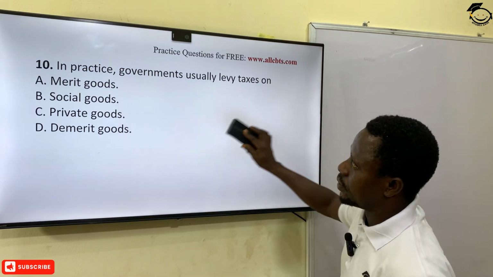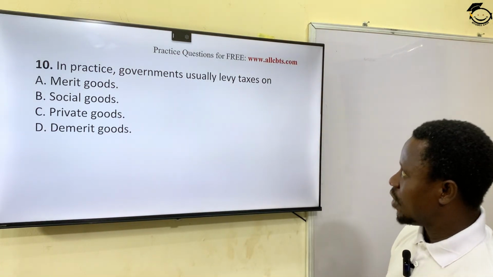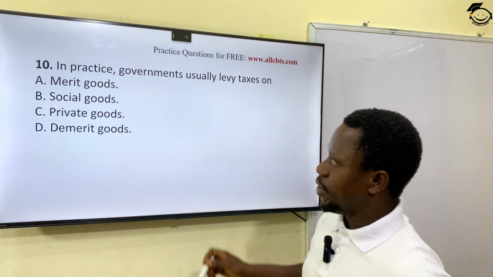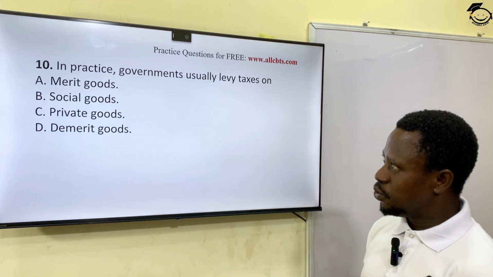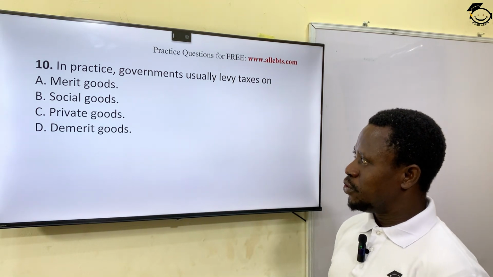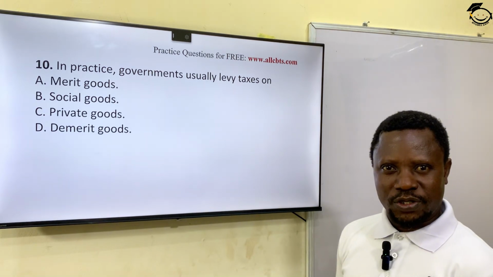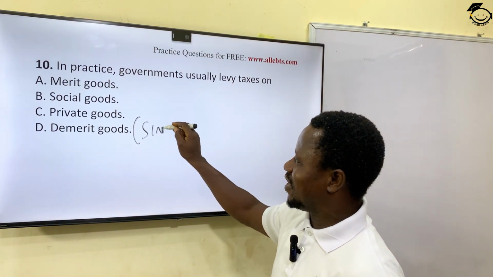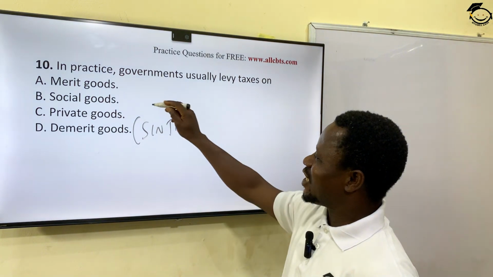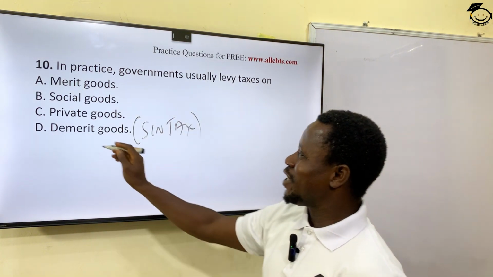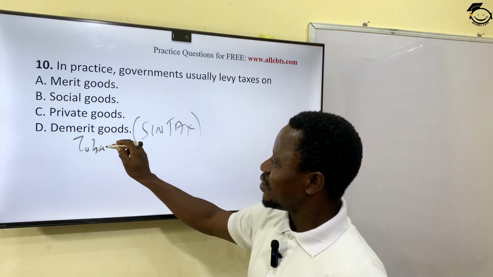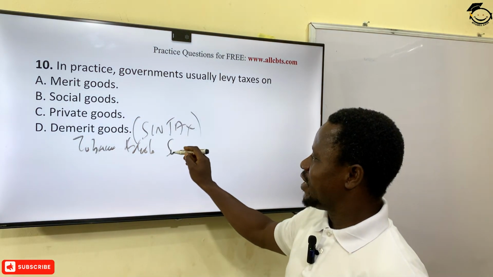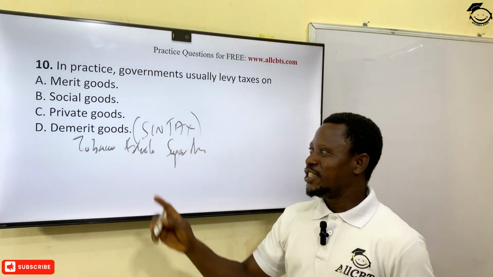Let's go on to the next question. In practice, government usually levies taxes on: A, merit goods; B, social goods; C, private goods; and D, demerit goods. The answer here is demerit goods. When we say demerit goods, some people call it sin tax. Sin tax, in other words, tax for committing sin. Demerit goods are like tobacco, alcohol, and sugary drinks. They are all demerit goods.